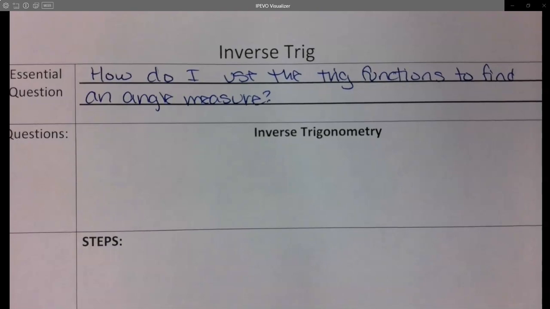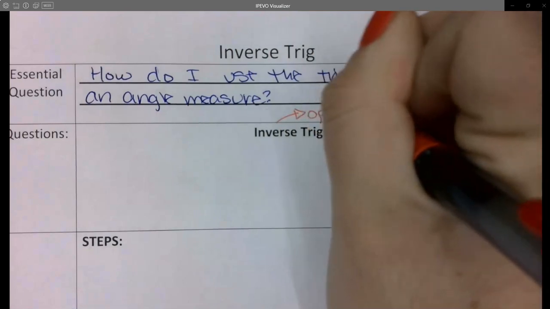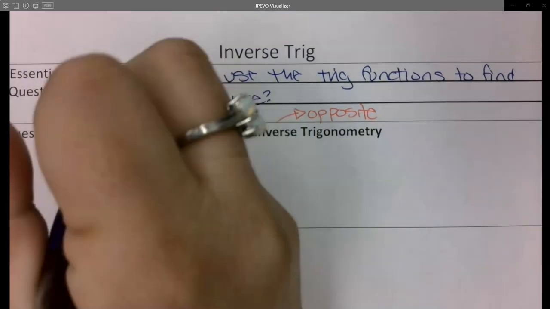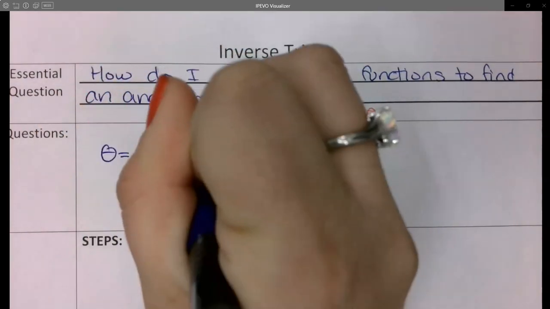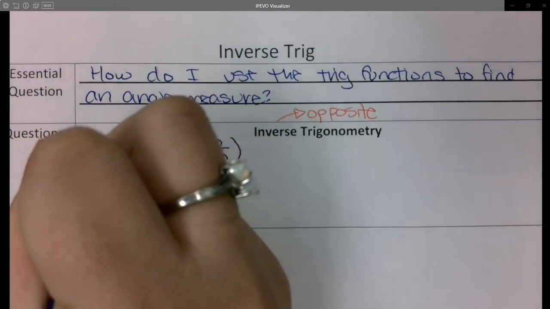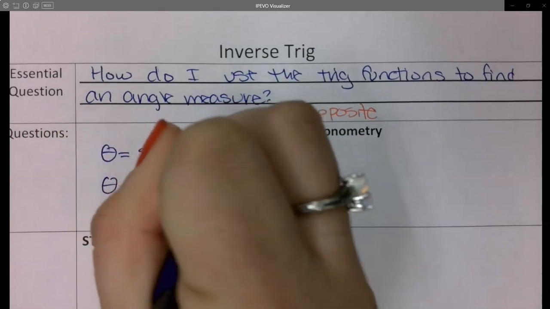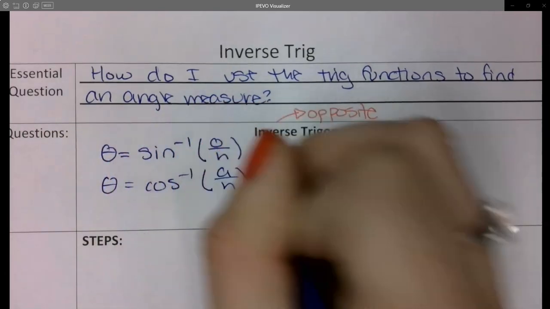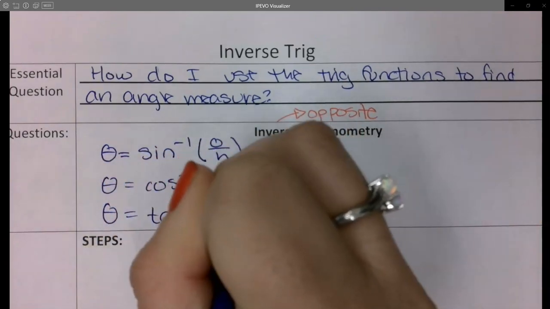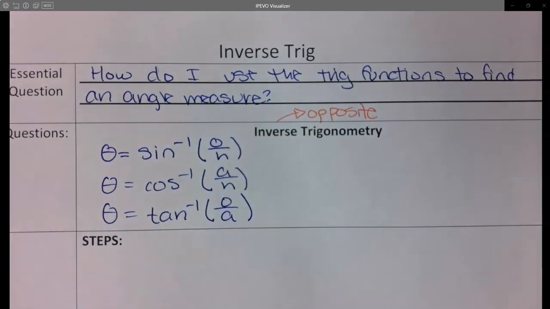Okay, so inverse trig just means the opposite function. So if I have an angle I want to find, I could use inverse sine, which remember was opposite over hypotenuse. I could use inverse cosine, which is adjacent over hypotenuse. Or I can use inverse tangent, which is opposite over adjacent.